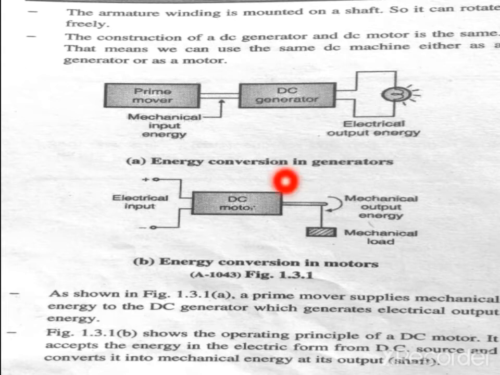In a DC generator, the mechanical output from the prime mover is given to the DC generator and the DC generator converts this mechanical input to the electrical output. Similarly, electrical motors are supplied by the electrical input and it will convert this electrical input to the mechanical output, and the mechanical output is now connected to the mechanical loads.